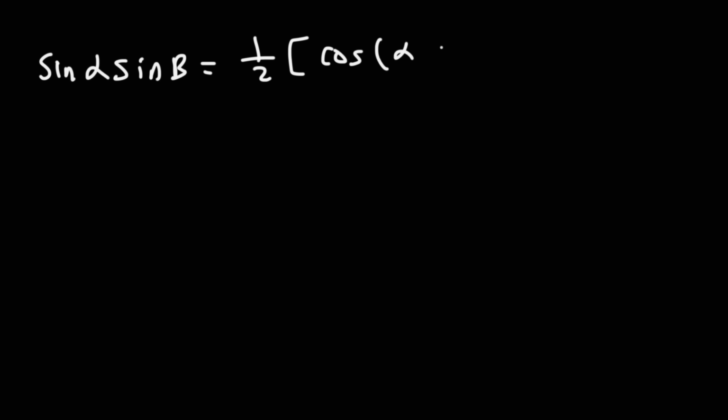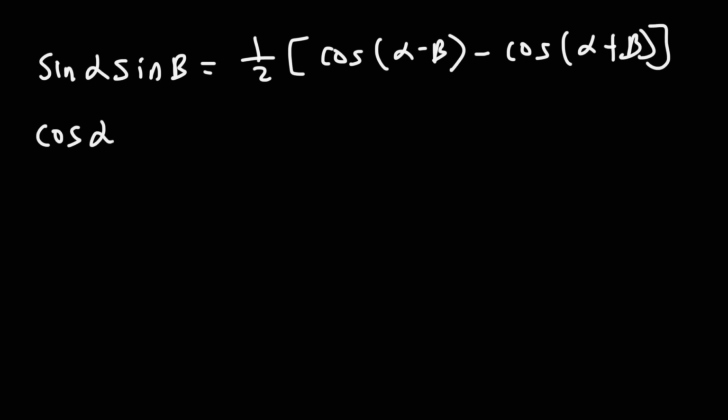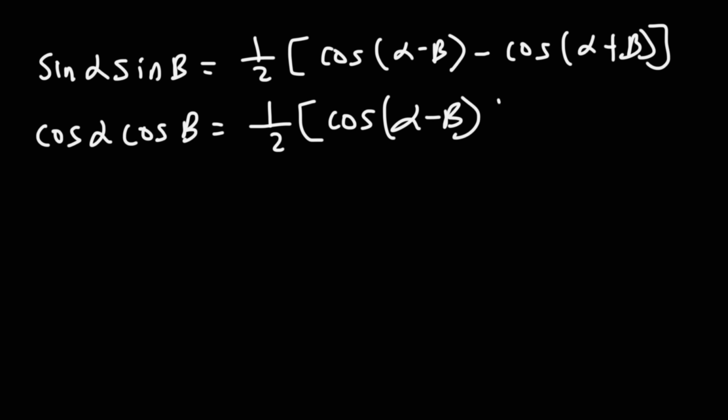Next, we have the product to sum formulas. Sine alpha, sine beta is 1/2 cosine alpha minus beta minus cosine alpha plus beta. Next, we have cosine alpha, cosine beta is equal to 1/2 cosine alpha minus beta plus cosine alpha plus beta.